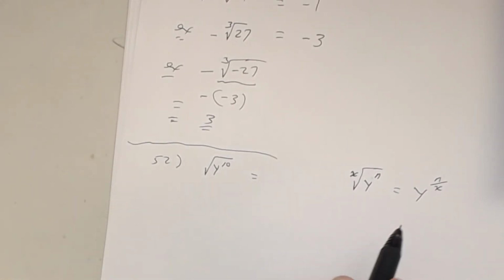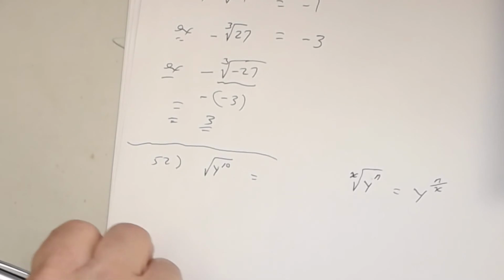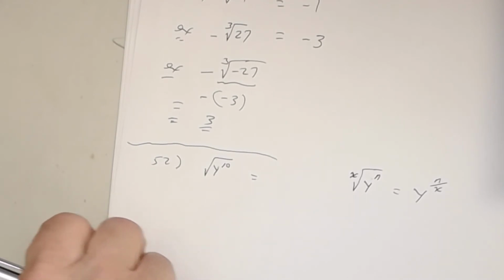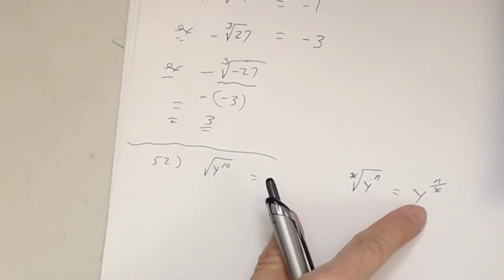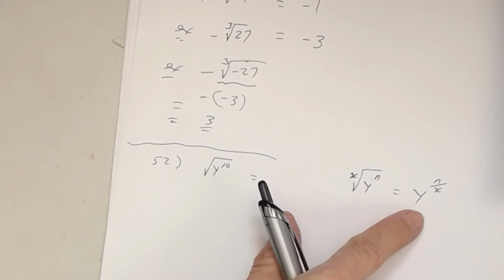In 98, you dealt with the positive. In Math 99, you're going to deal with negative exponents. In Math 98, the exponents were positive. In Math 99, the exponents are negative. Okay?